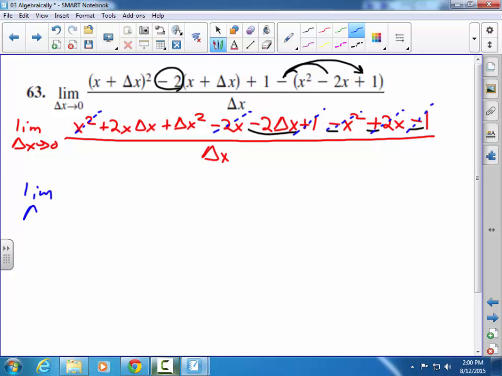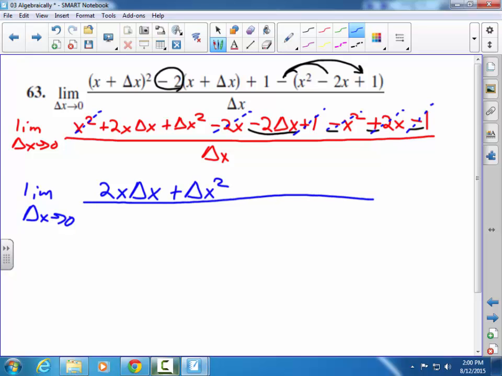So we have the limit. I have 2x delta x plus delta x squared minus 2 delta x all over delta x.